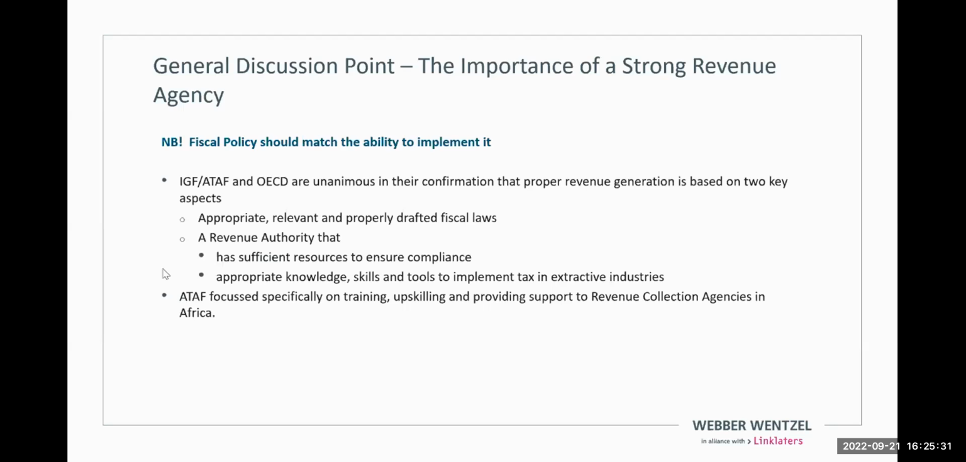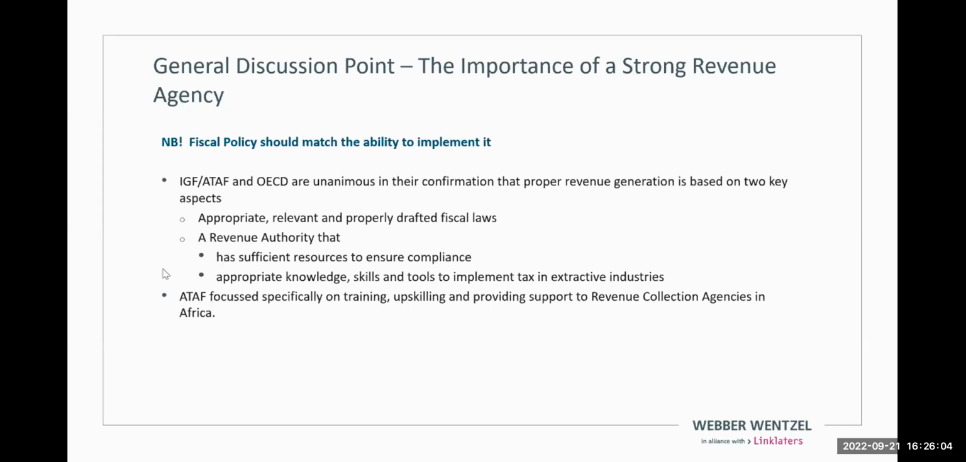I think the importance of a strong revenue agency is perhaps the first port of call, and the complexity of the fiscal policy that underscores the tax system should match the ability of the revenue authority to meet those demands. I think a strong revenue authority with a set of simple but clear laws can do much more than a weak revenue authority with the best laws in the world.